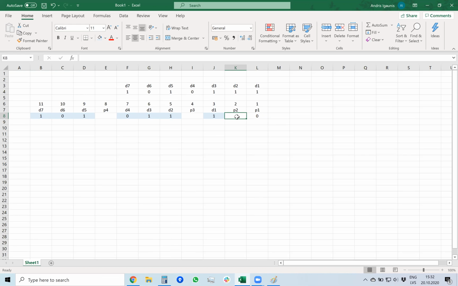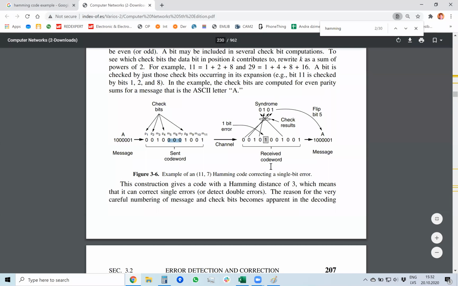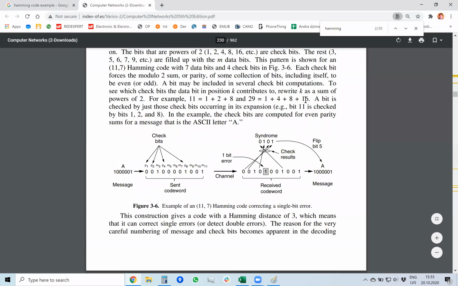Next, parity bit number 2 will be calculated on all locations which contain 2 when expanded as the sum of powers of 2. So parity bit number 2. I think that parity bits don't calculate on themselves.